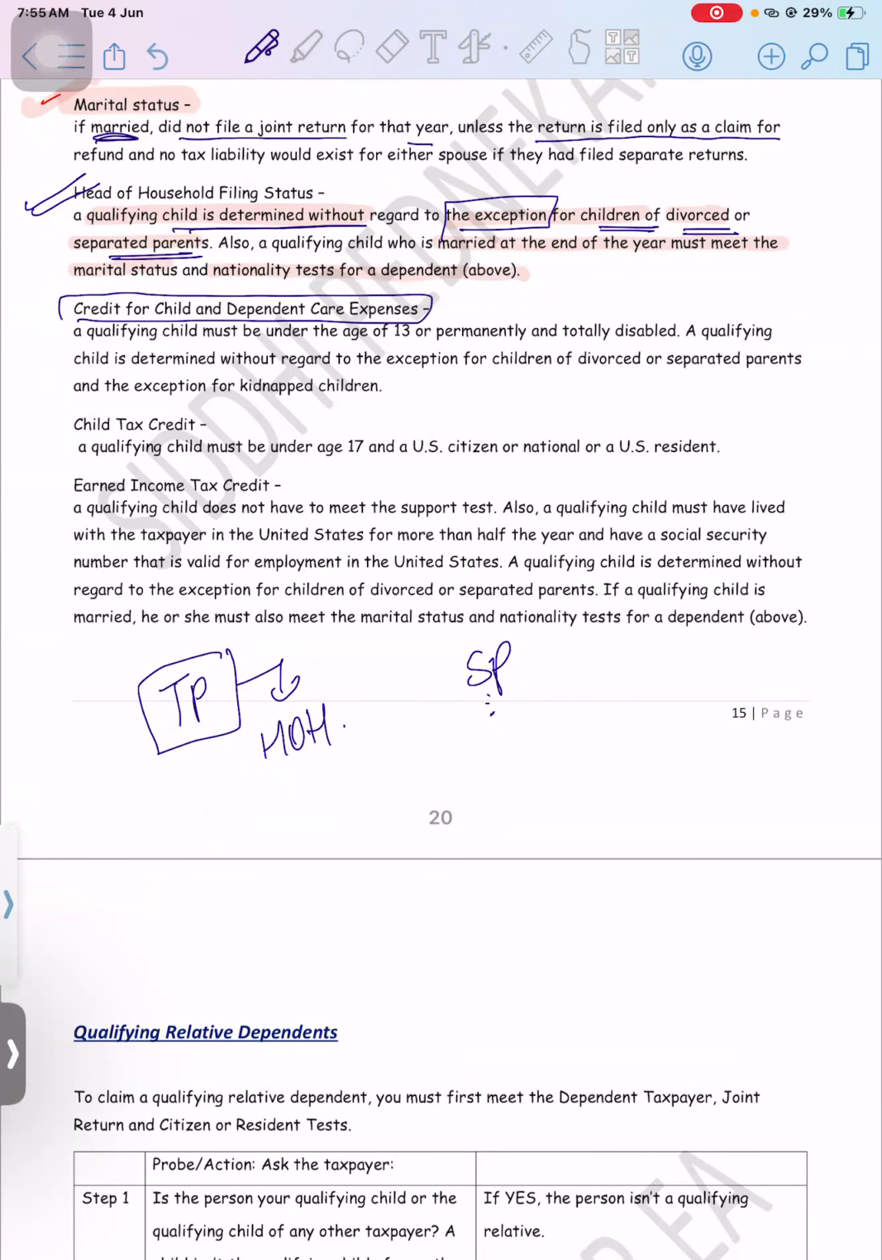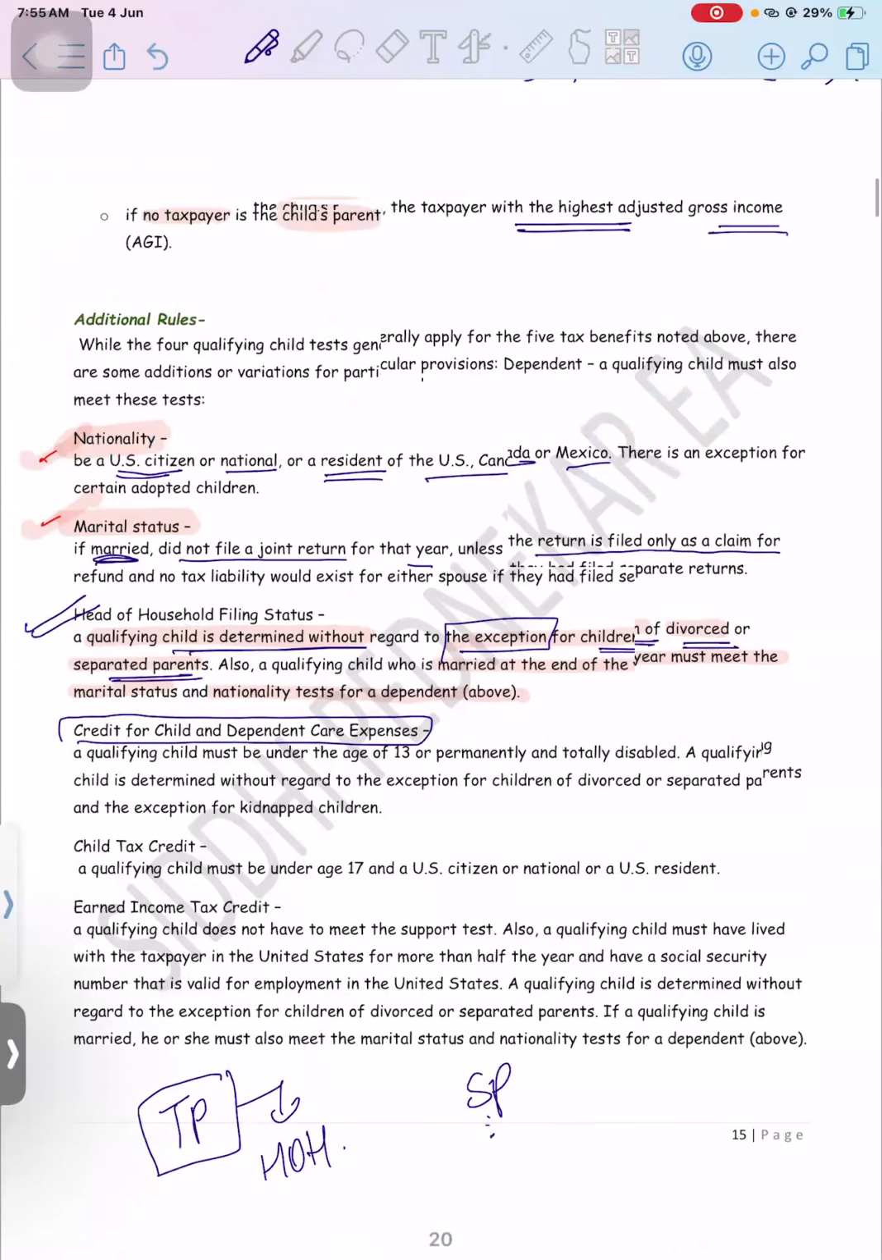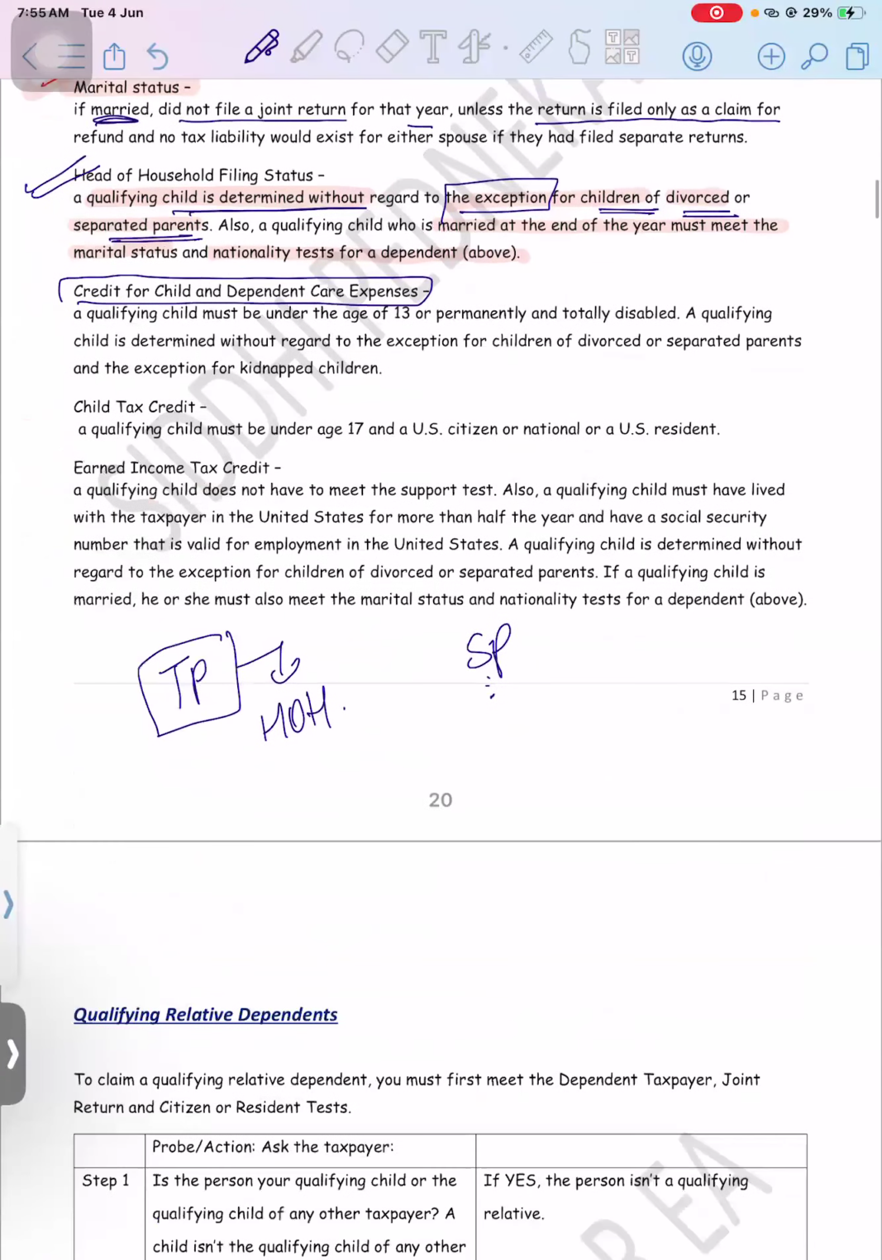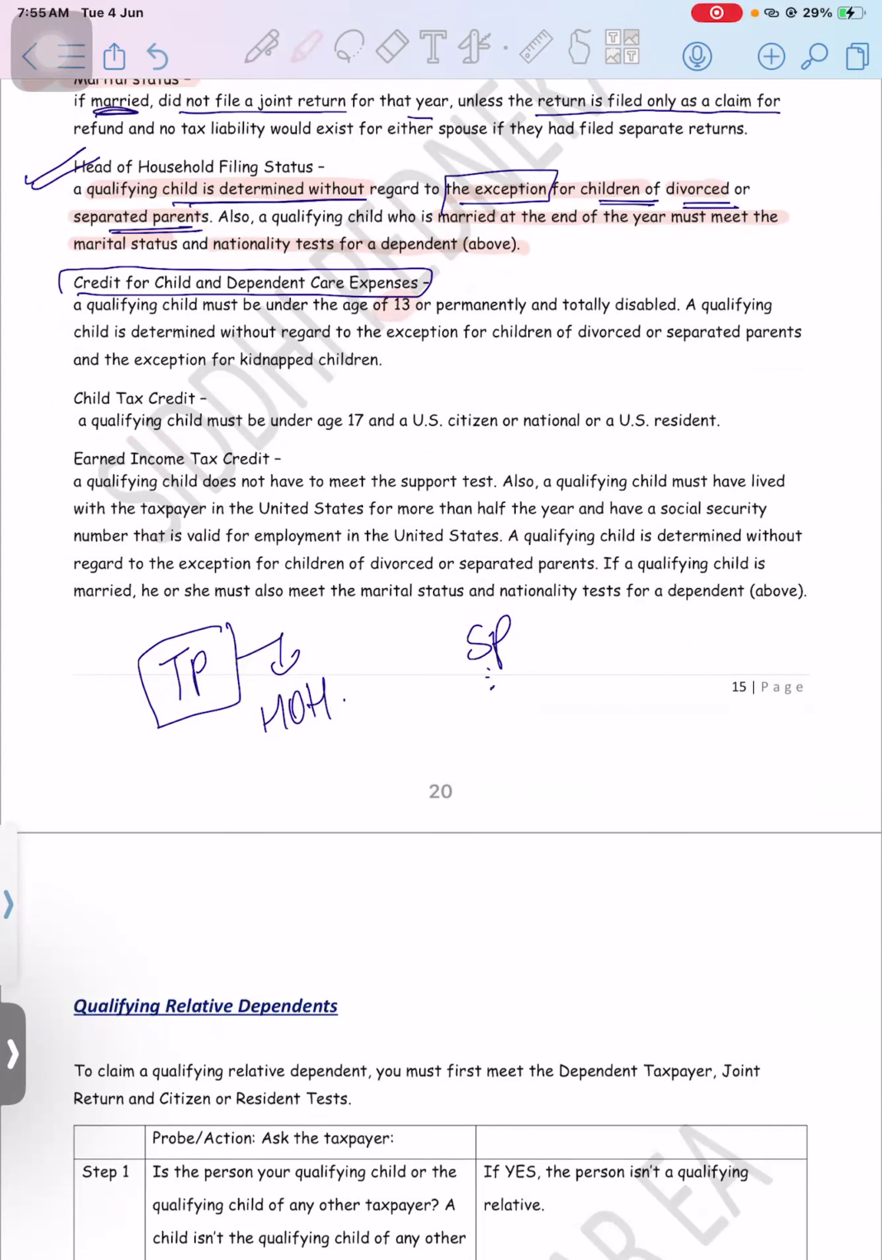Here, the age limit has changed. I've mentioned it here so you can remember it all together. In the case of that credit, the child definition is all the way the same as what we have done right now. Only one difference is the age limit has changed to 13. Or if a person is permanently or totally disabled, the age limit will not be considered. He or she will be considered for the credit for child and dependent care expenses.